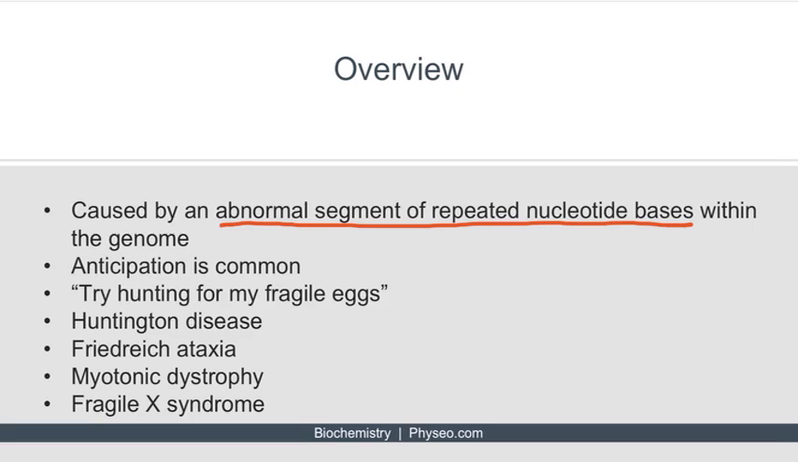Okay, there are 4 trinucleotide repeat disorders you need to be familiar with, and they can be remembered with the mnemonic, try hunting for my fragile eggs. Tri stands for trinucleotide repeat disorders. Hunting stands for Huntington disease. 4 stands for Friedreich ataxia. My stands for myotonic dystrophy. And fragile eggs stands for Fragile X syndrome.